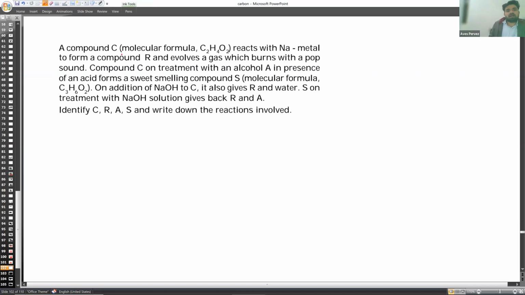A compound C with molecular formula C2H4O2. So C2, double of this one, 4, O2. It can be a carboxylic acid or it can be an ester. Got it? It reacts with Na. Esters do not react with Na. Esters react with NaOH, for the preparation in our syllabus that I'm talking about.